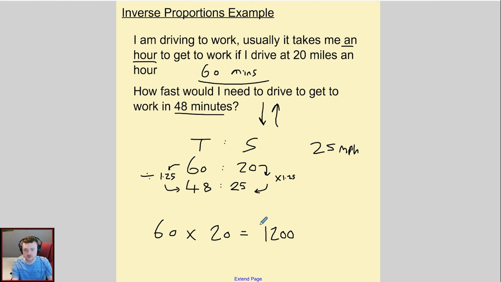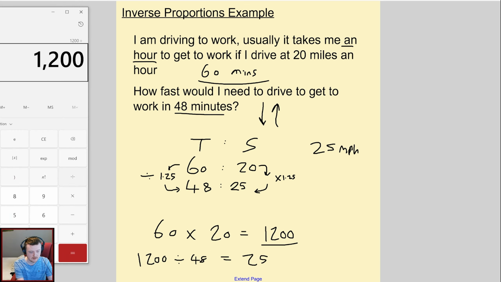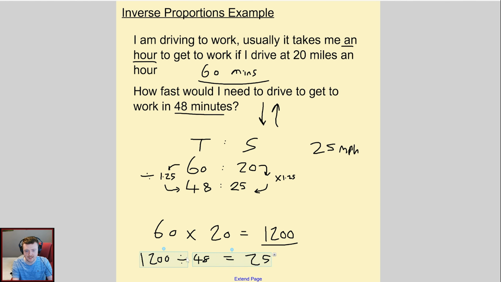What this 1,200 actually means is how long it would take if I went at 1 mile an hour, or how fast I'd have to go to get there in 1 minute. Both things are the same. Once we've got 1,200, we divide it by what we're looking for, in this case how long it would take to do 48. 1,200 divided by 48 tells me the answer is 25. And you can check, this will work exactly the same.